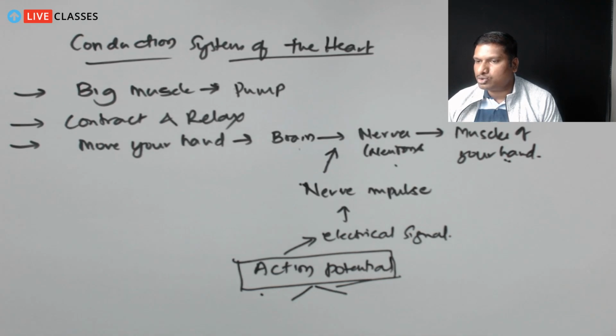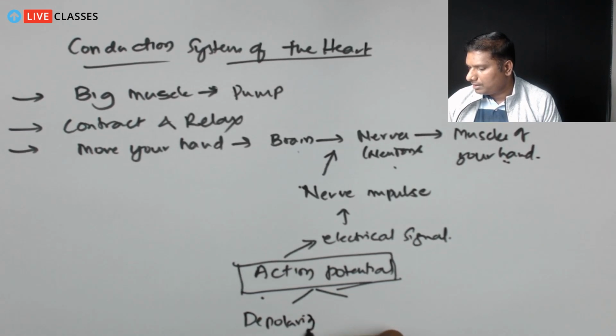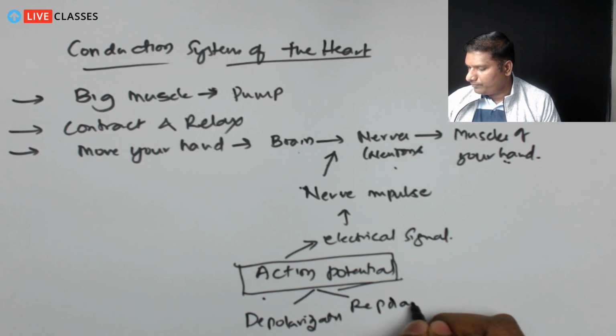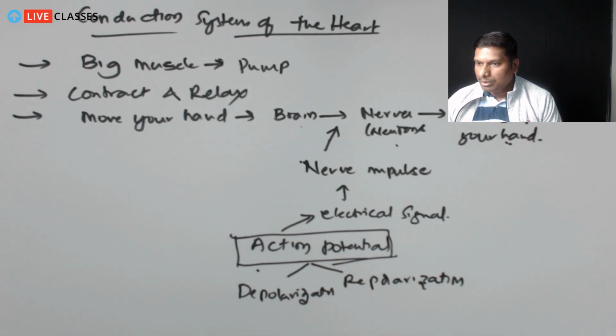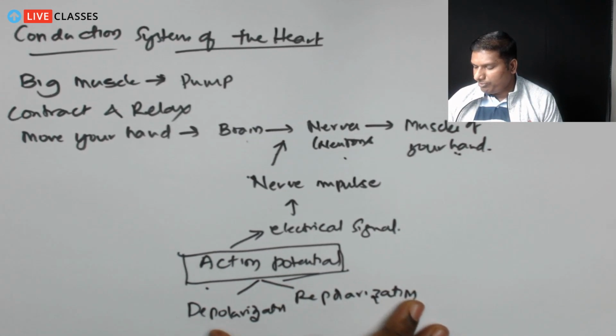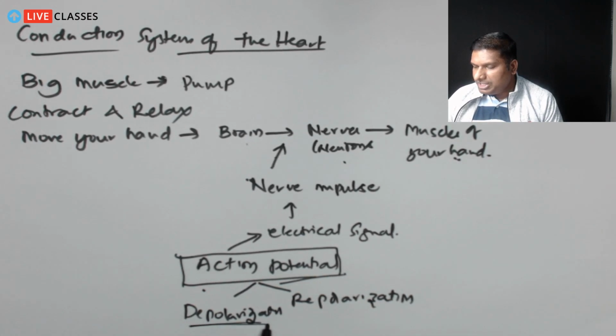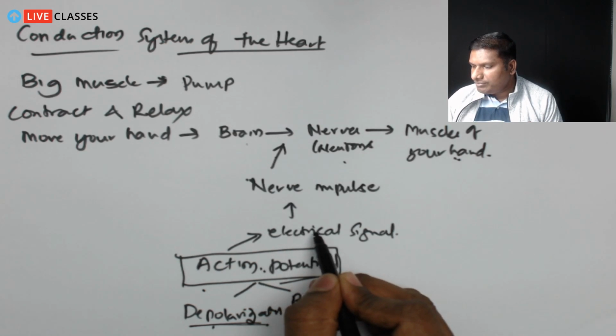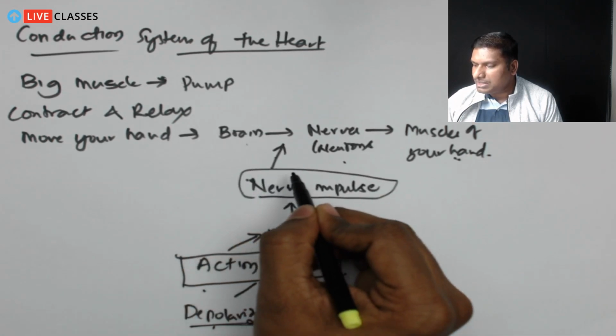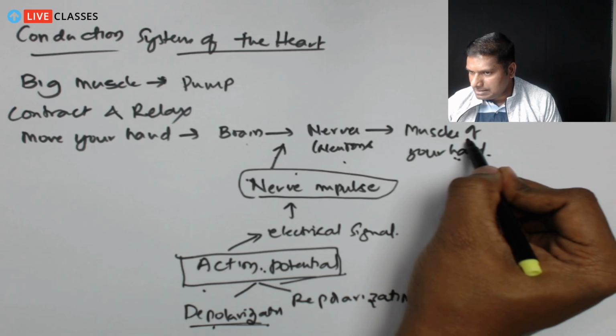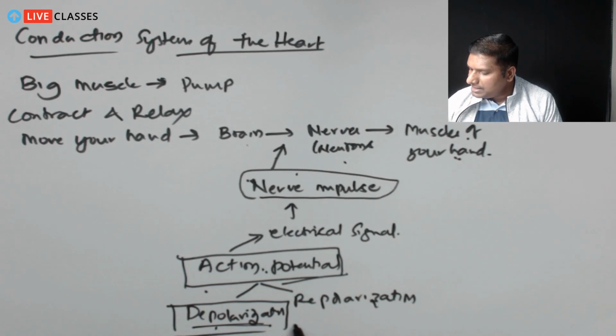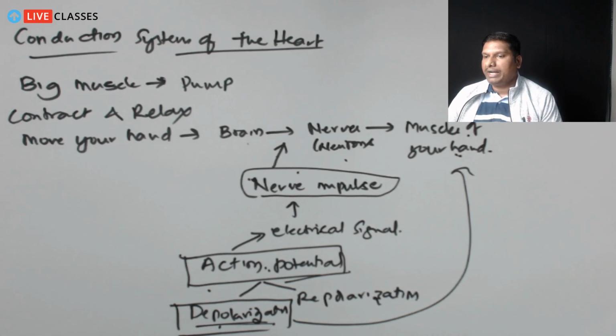Now action potential basically has two components. One is depolarization and repolarization. Let me go back again, from the bottom we'll start. First, depolarization should happen. If depolarization happens, action potential is generated. If the action potential is generated, an electrical signal is generated, which is nothing but your nerve impulse, and the nerve impulse will be transmitted to your muscles. In other words, depolarization is the key to contraction. Depolarization and repolarization are the key to constant contractions and relaxations.